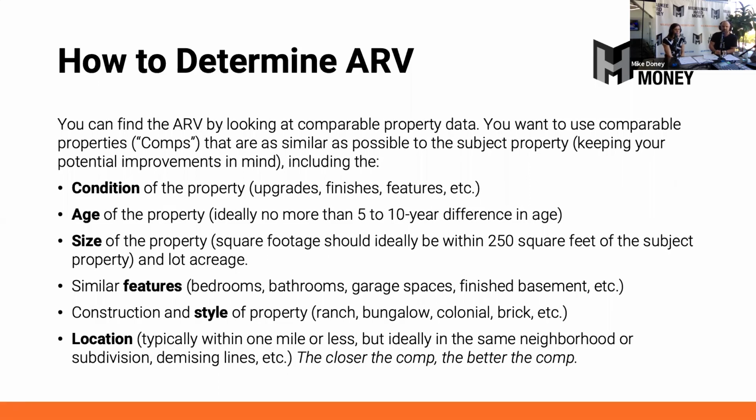Typically within 1 mile or less, but ideally you have to be in the same neighborhood, subdivision, demising lines. If you're west of 124th Street or east of 124th Street, one's in Milwaukee, one's in Brookfield. That matters. We have to be detectives. Go to the properties. Determining the ARV is not only a science experiment you do in your home or with a realtor, it's also one you do in your car by driving by it.